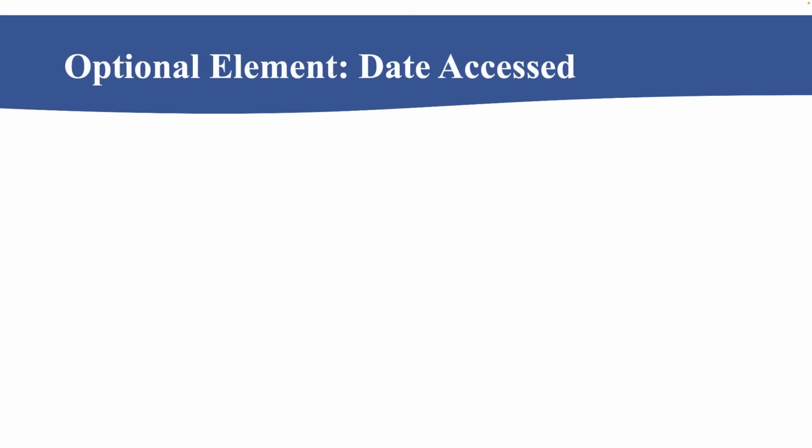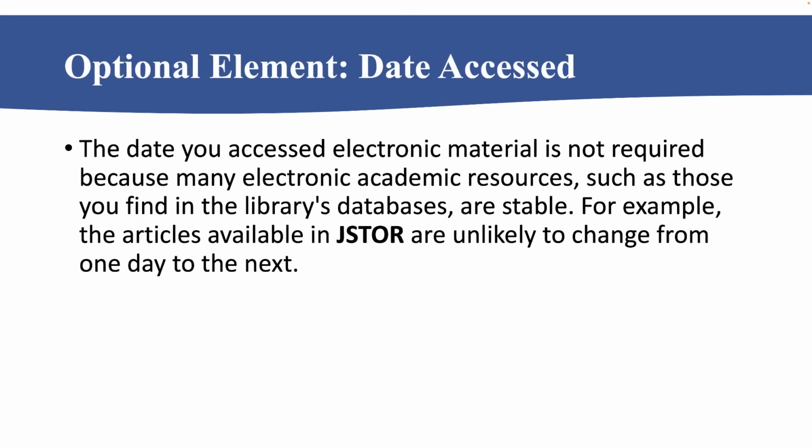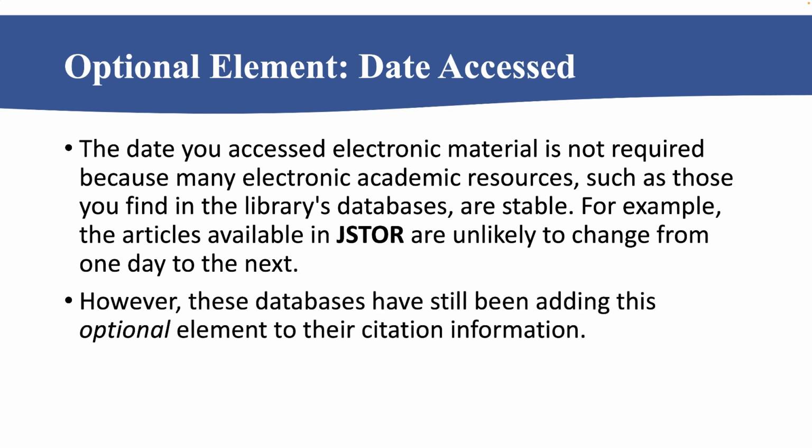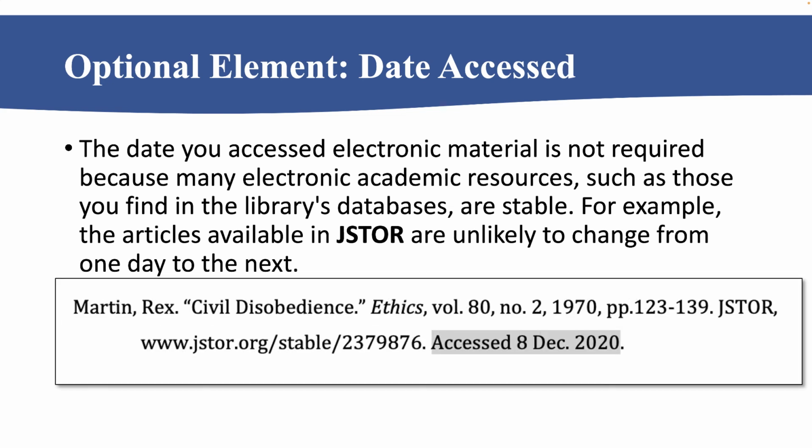Lastly, let's talk about an optional element, date accessed. The date you access electronic material is not required because many electronic academic resources, such as those you find in the library's databases, are stable. For example, articles available in JSTOR are unlikely to change from one day to the next in its location. However, these databases, in particular JSTOR, have still been adding this optional element to their citation information. And so here we have an example here, an entry by Rex Martin, and we have an accessed date added to it. This is provided by JSTOR when you click on its Cite button, but we don't need it.